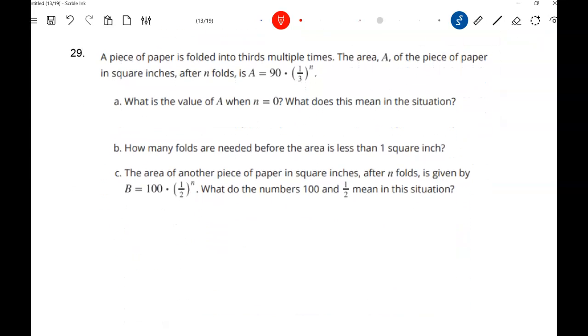29. A piece of paper is folded into thirds multiple times. The area A of the piece of paper in square inches after n folds is A equals 90 times 1/3 to the n. What is the value of A when n equals 0? So when n equals 0, A equals 90. This represents the starting area.